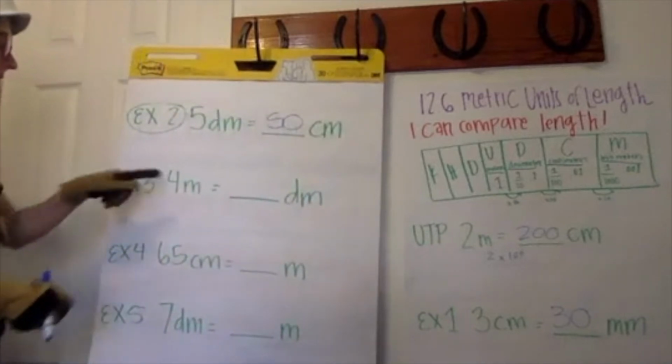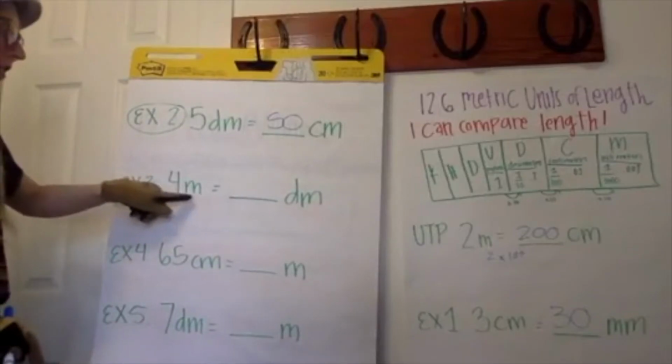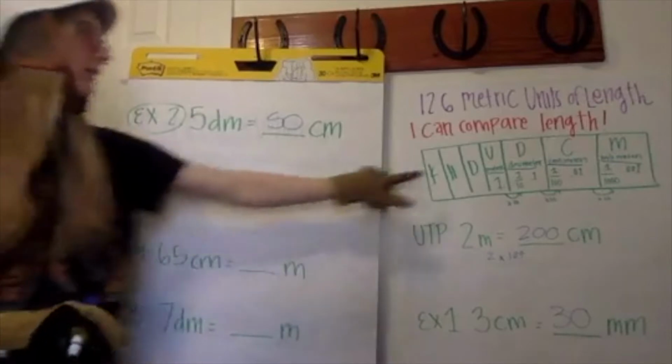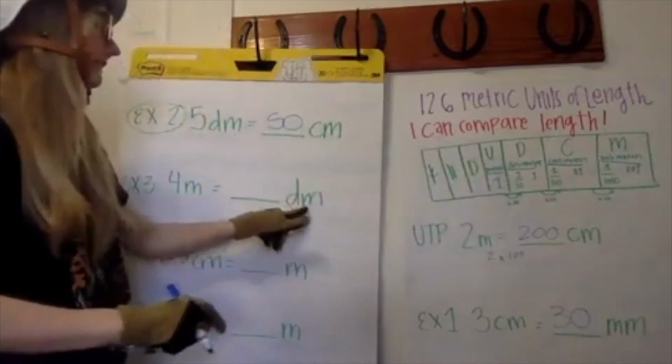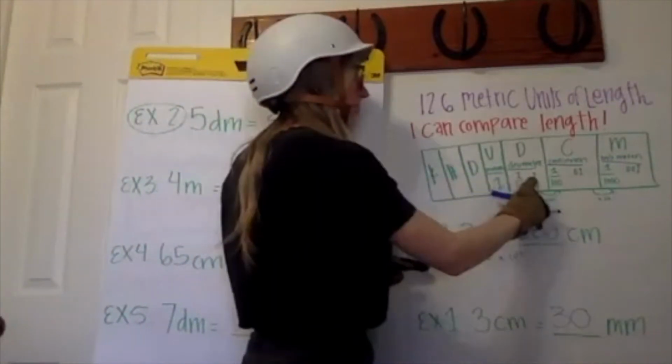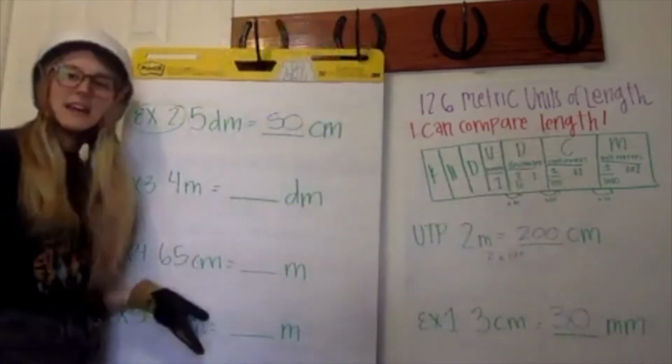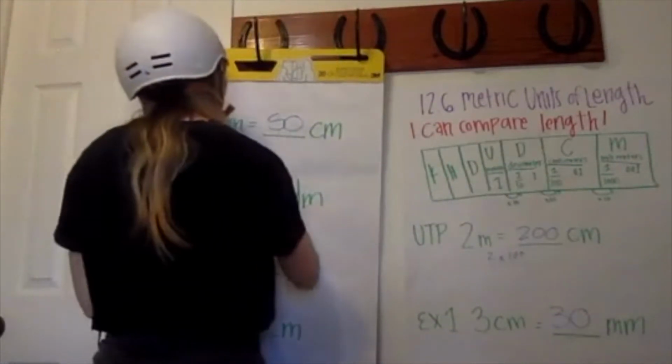All right. Down here we have 4 meters equals blank decimeters. So we start at meters. Whoop, there's meters. And we're going to decimeters. We go whoop, 1 to the right. That's just times 10. So 4 times 10 is 40.